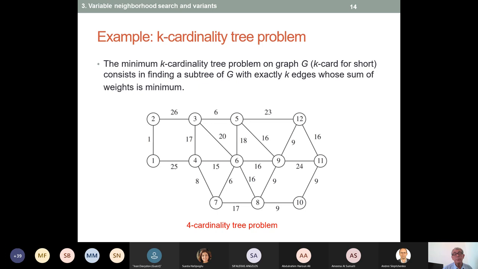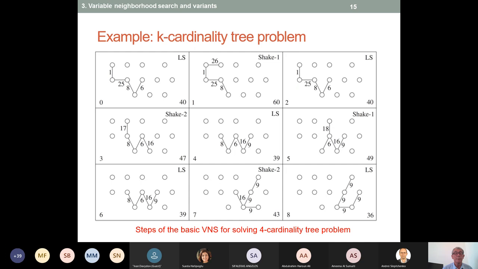So you need to find, in general, a K-cardinality tree. Find a tree structure with four edges, which means five nodes. Why did we choose this example? Because in the book of Glover and Laguna on Tabu Search, they use that example to show how Tabu Search is working. So we chose the same example. As you can see, this is the initial solution. It is feasible, meaning we really have four edges in this solution and five nodes. Then the total distance that we want to minimize is 1 plus 25, 26, plus 8 plus 6, which is equal to 40.